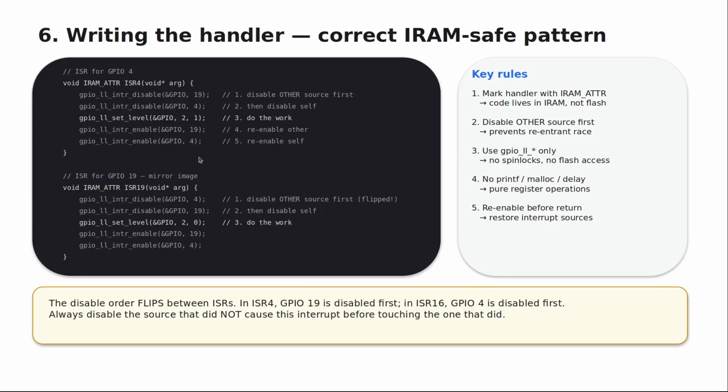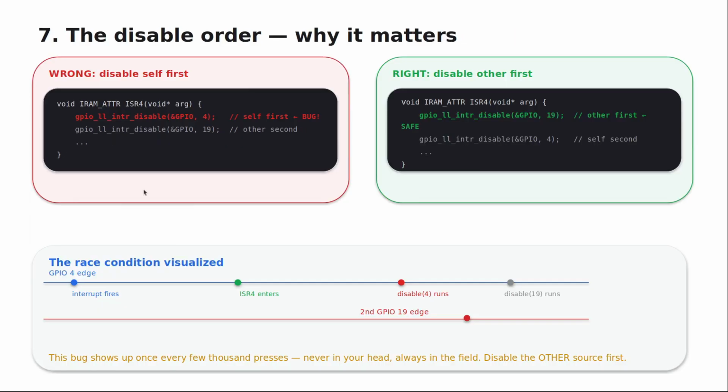Both handlers look almost the same. The only difference is which GPIO generated the interrupt. Always make sure you disable the other interrupt sources first. Let us understand why this order is important. Suppose we disable our own interrupt first. At first, everything looks fine.